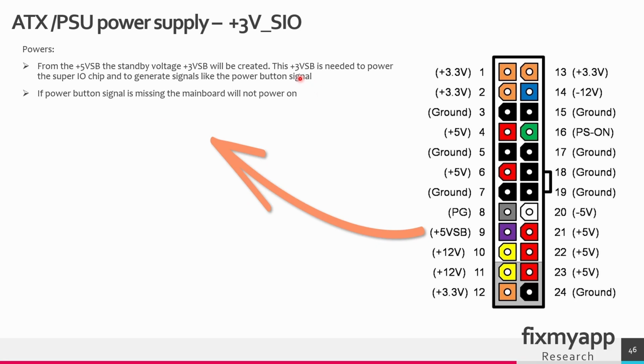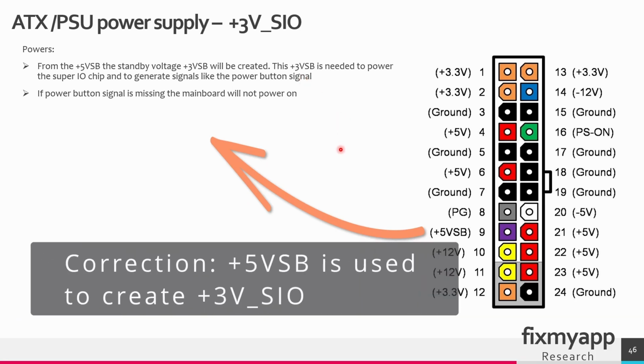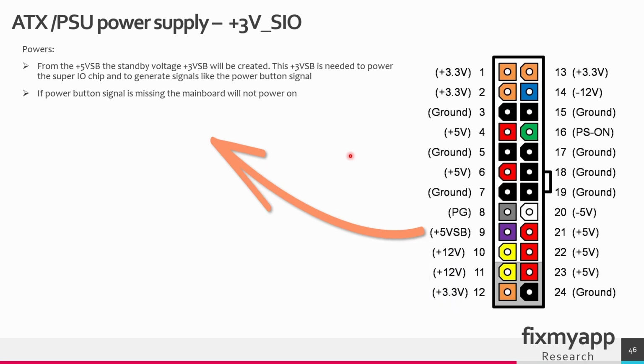Also, the 3 volt standby will be converted into 3 volt SIO. The 3-volt SIO voltage rail on the motherboard stands for a 3-volt south bridge input-output. This rail supplies 3.3 volt to the Super I/O chip.